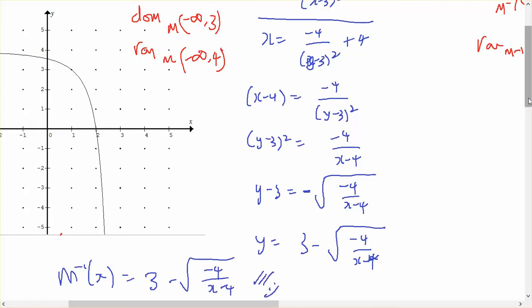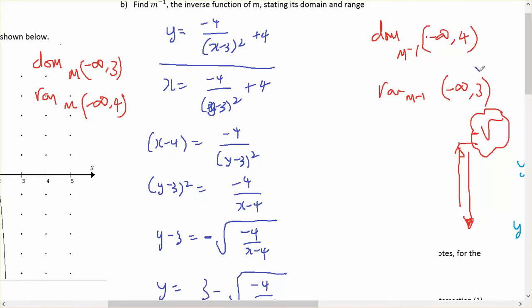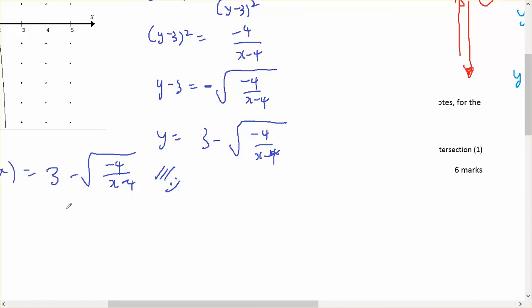I've already answered my domain and range, and the negative square root makes sense because for the range to go from minus infinity to 3, 3 is my maximum value, and then I'll be minusing something from it.